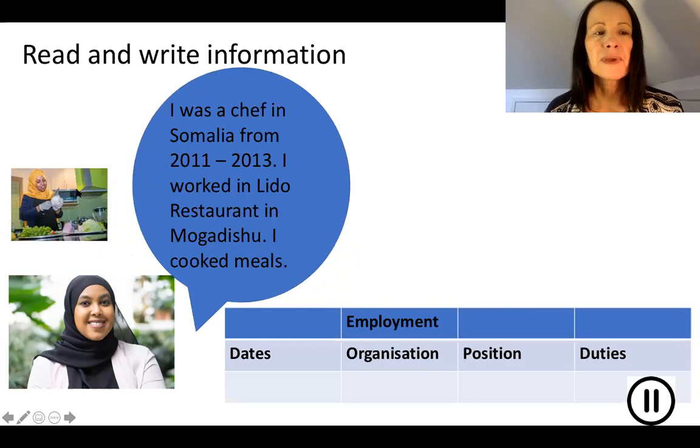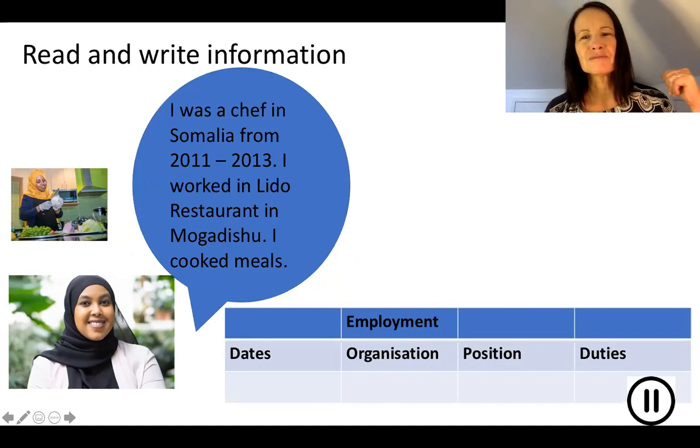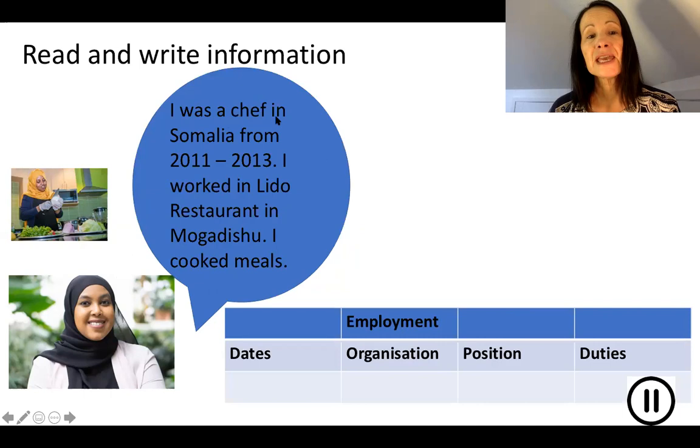Okay, now we've got that picture that we had at the beginning. So what do you think her job was before? Yes, chef. Hawa says, I was a chef in Somalia from 2011 to 2013. I worked in Lido restaurant in Mogadishu. I cooked meals. Look at those dates.